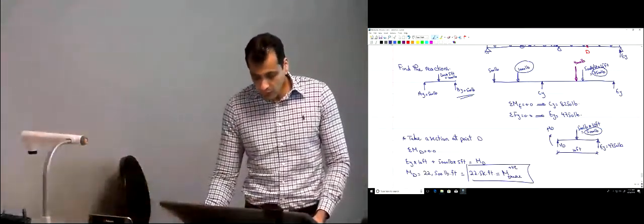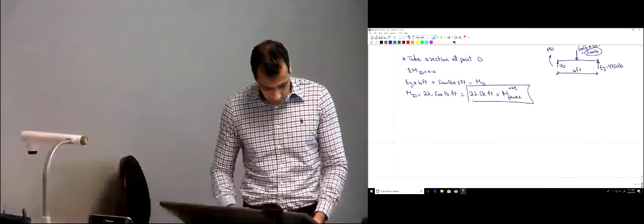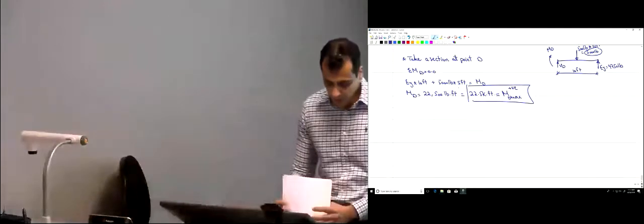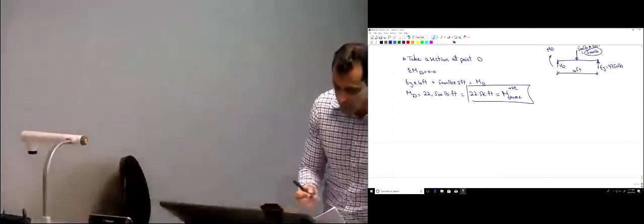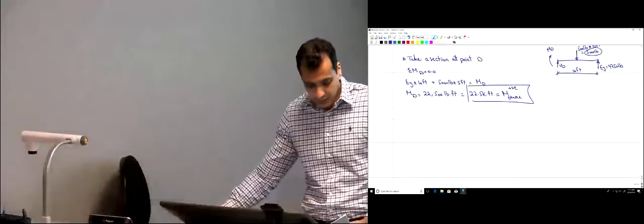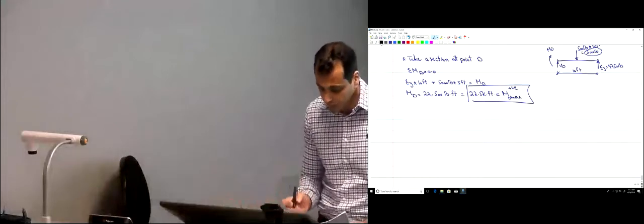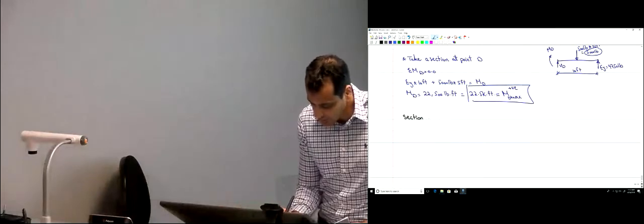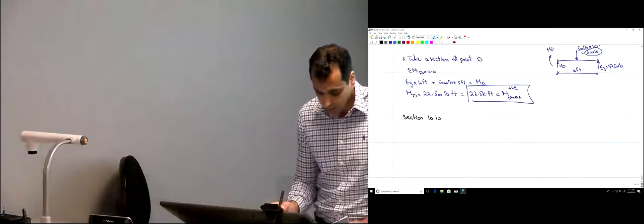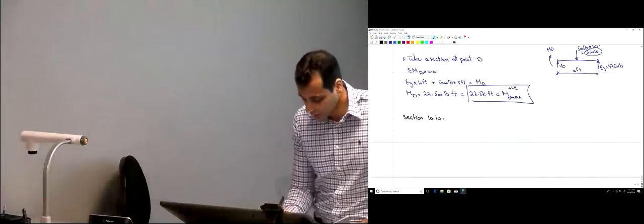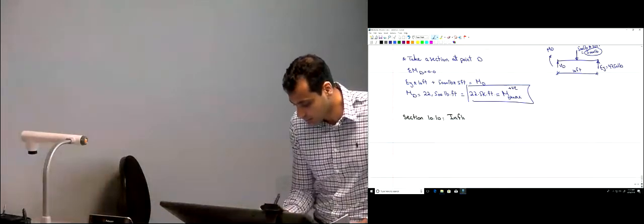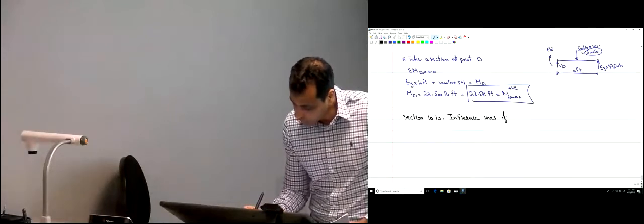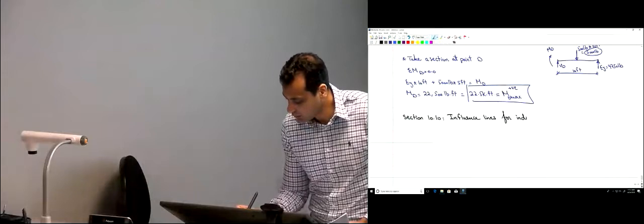Okay. So now I'm going to be a little bit fast. This part, we're not supposed to cover. It's not on the syllabus. But I feel that it's nice to cover it at this moment. What's this? It's section 10. This section covers the influence lines for indeterminate beams.